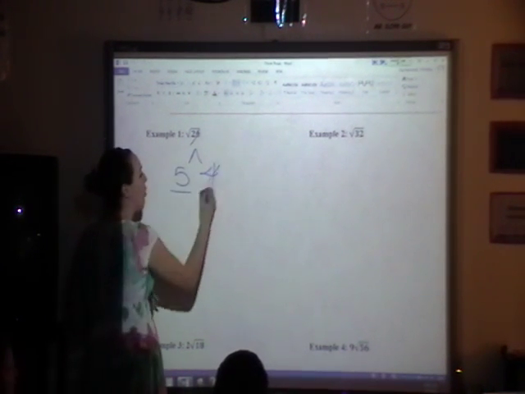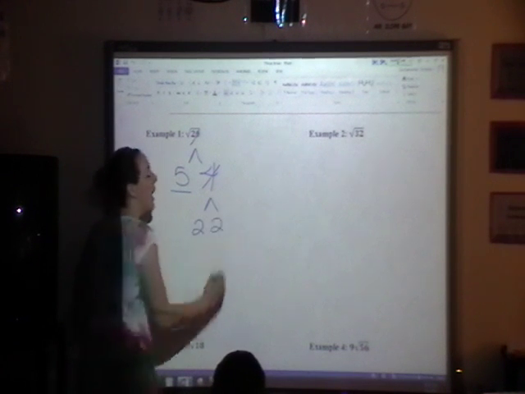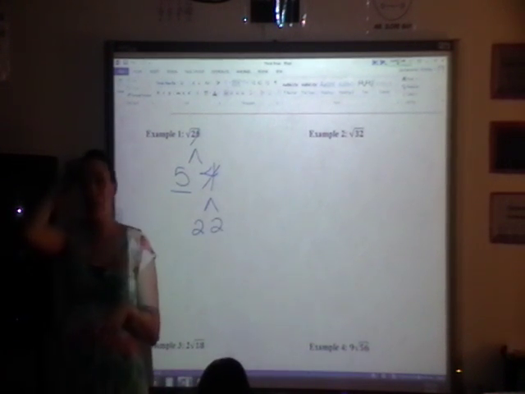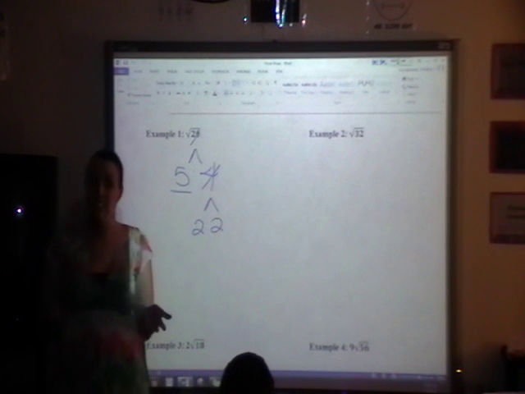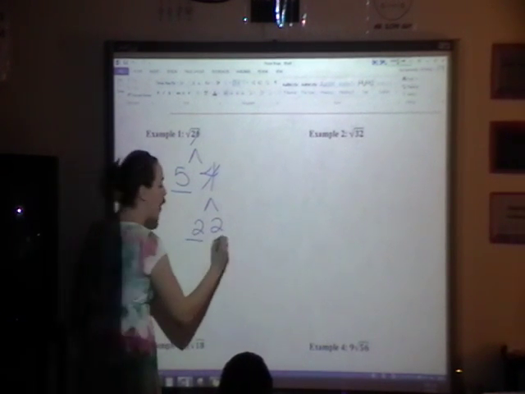Where does it got to go? How can I break down 4? 2 and 2. Anytime you break down a number, cross it out so then you don't think it's one of your possibilities. Okay? So we have 5, we have 2, we have 2.